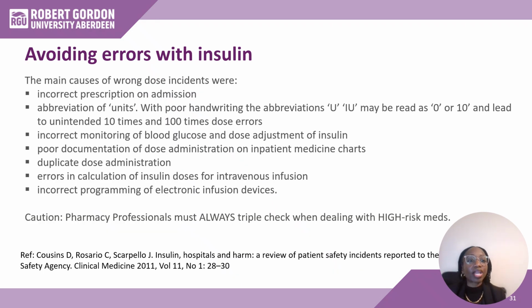So to avoid errors with insulin, some of the main ones that were reported in those reports were incorrect prescription and administration, the use of abbreviations, incorrect monitoring, poor documentation, duplicate dosing, error in calculation, as well as incorrect programming of those electronic infusions. Okay, so caution to us as pharmacy professionals is that we must always triple check when dealing with high risk medications, not just insulin, but any others that we may deal with.